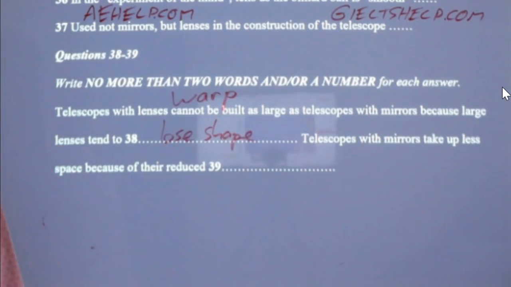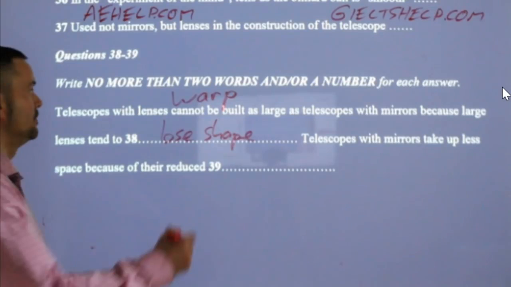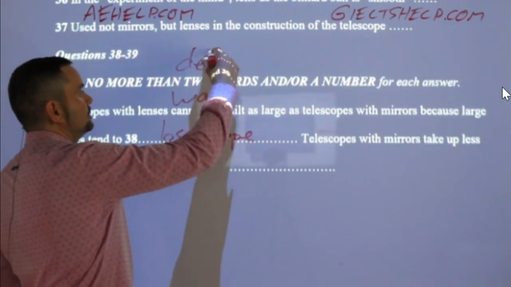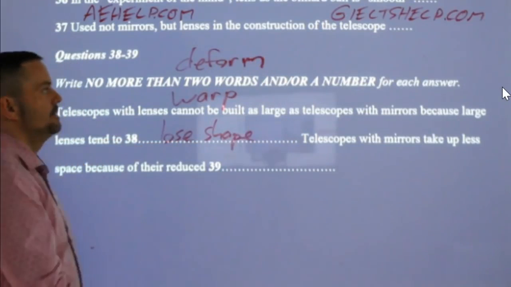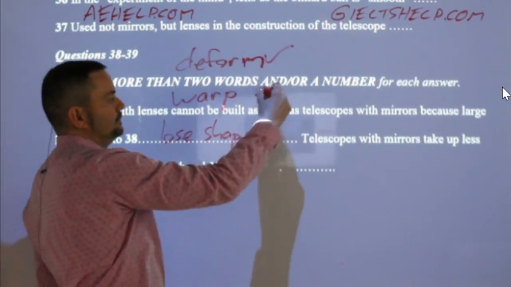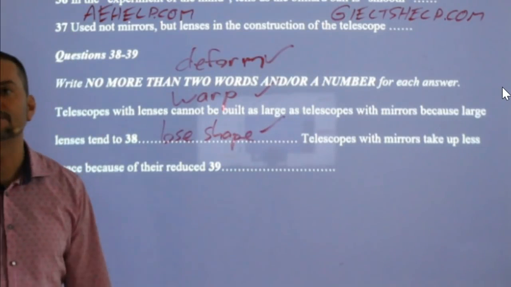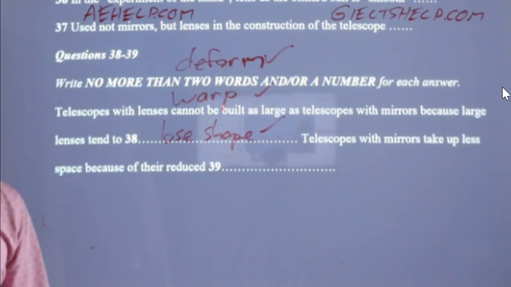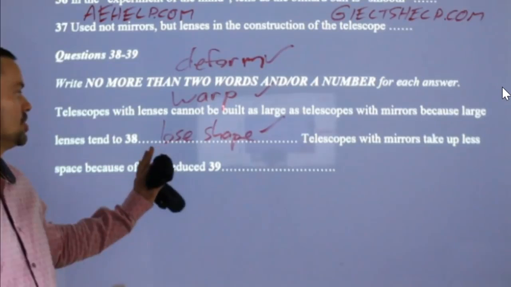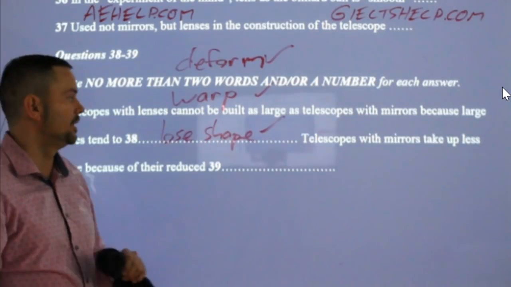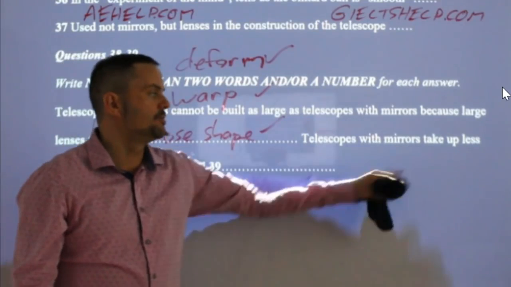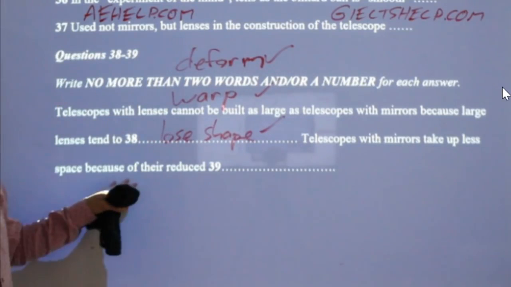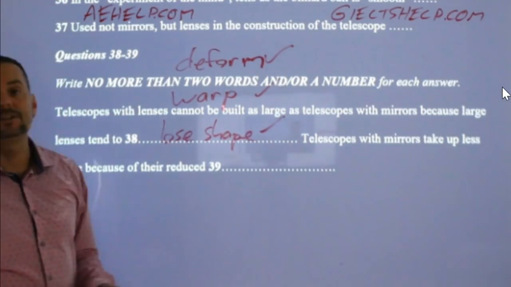Deshape or deform, Farhan, is okay. If you write deform, that would be okay. I bet they'd take that. Okay, all of those would be all right. Not lose warp. That's strange. Just warp. All right. Deform, warp, lose shape. Telescopes with mirrors take up less space because of their reduced what?